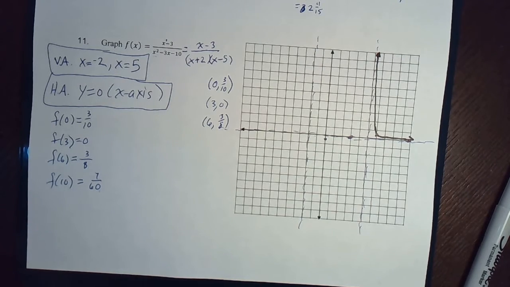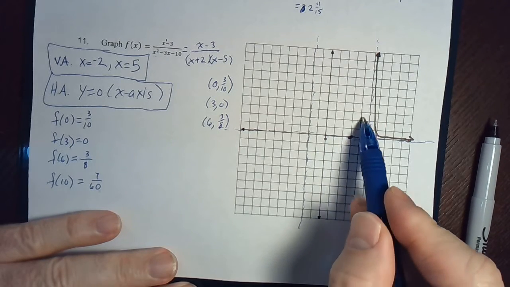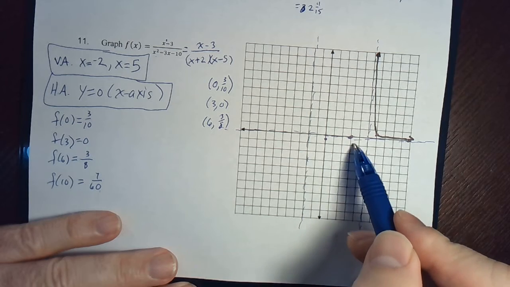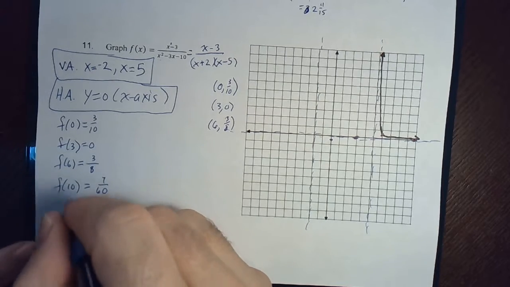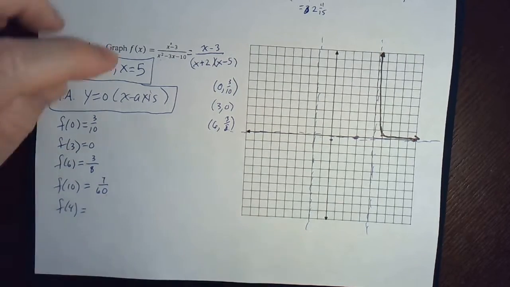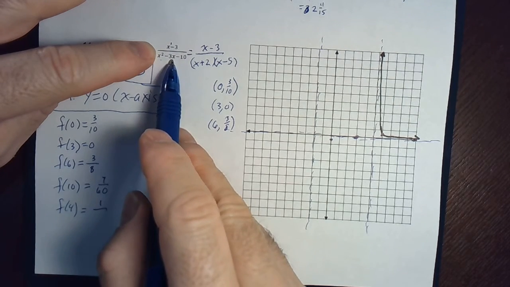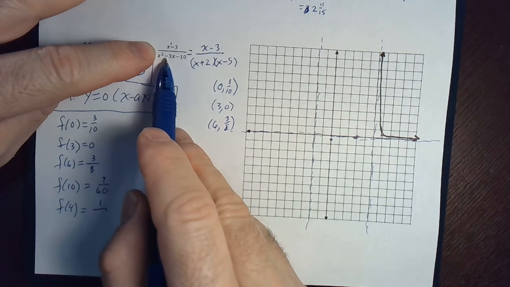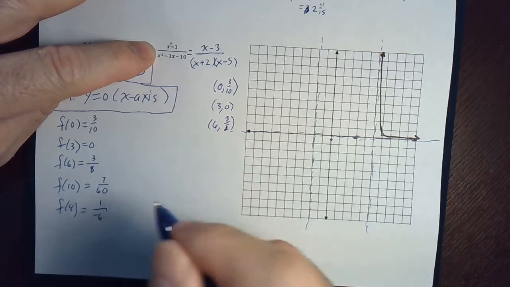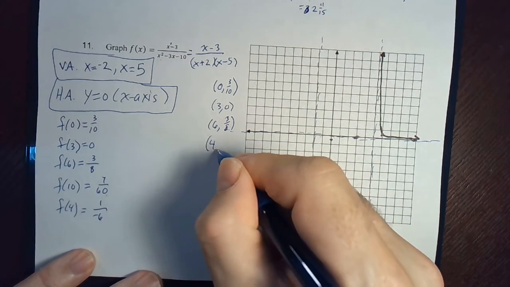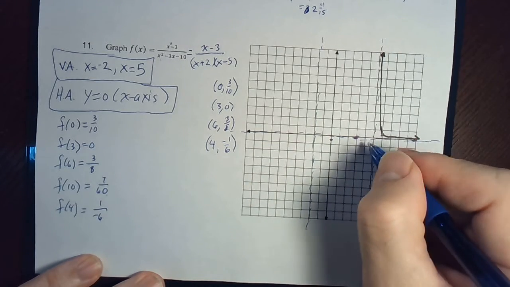But maybe I'm going to do one more point in the middle just to see what goes on here. I don't know if it's going through or if it's going to stay down below here. So I'm going to do this point right here, 1, 2, 3, 4. Let's do f of 4. F of 4 is going to be a 1 on top, 16 minus 12 minus 10. 16 minus 12 is 4, minus 10 is minus 6. So it's going to be 4, negative 1/6, so barely below the x-axis.